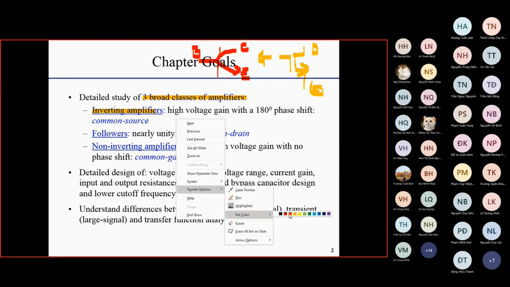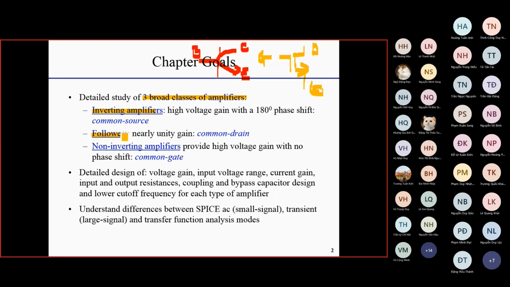If the input signal is fed to the gate and the output signal is taken from the source, then we have a common drain, or the follower. And if the input signal is fed to the source and taken from the drain, then we have a common gate, a non-inverting amplifier. Common gate is very similar to common base, common drain is similar to common collector, and common source, the inverting amplifier, is very similar to common emitter.